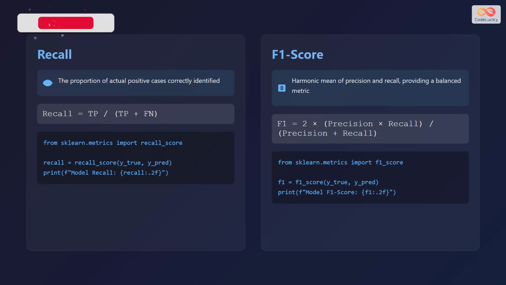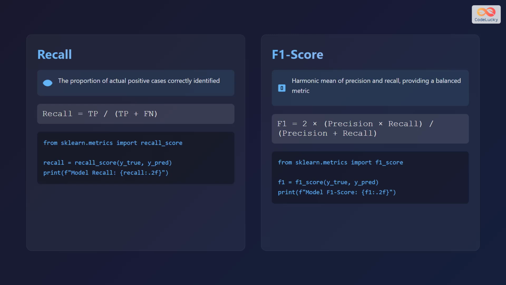Now let's dive into F1 score. F1 score is the harmonic mean of precision and recall, providing a balanced metric. The formula is F1 equals 2 times precision times recall, divided by precision plus recall.